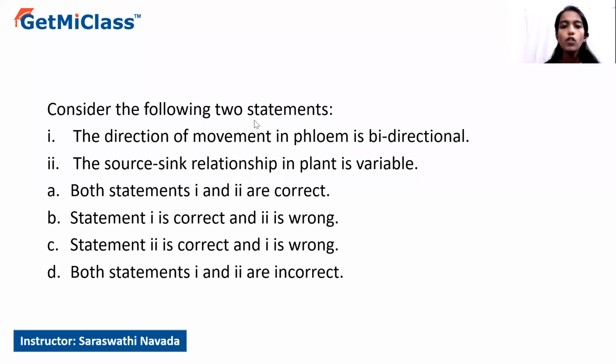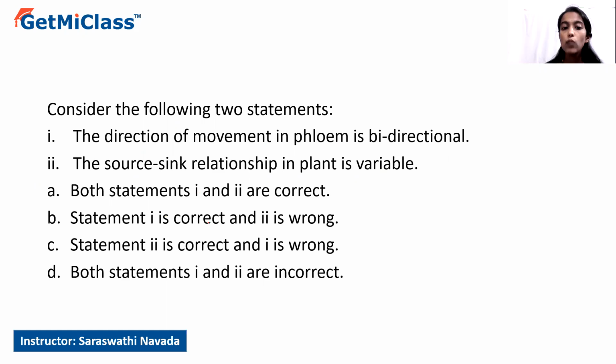Consider the following two statements. First one, the direction of movement in phloem is bidirectional. Statement 2, the source-sink relationship in plant is variable. So the options given are: option A, both statements 1 and 2 are correct.